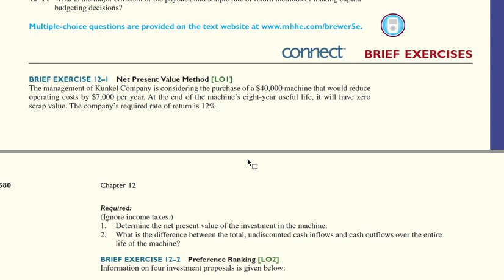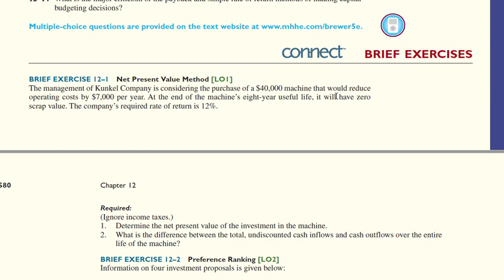We don't have to pay for that, so that's a positive inflow. So $7,000 per year, and I believe this is for 8 years. At the end of the machine's 8-year useful life, it'll have 0 scrap value or 0 salvage value. So we use it, we can't resell it, it doesn't have another purpose. The company's required rate of return is 12%.